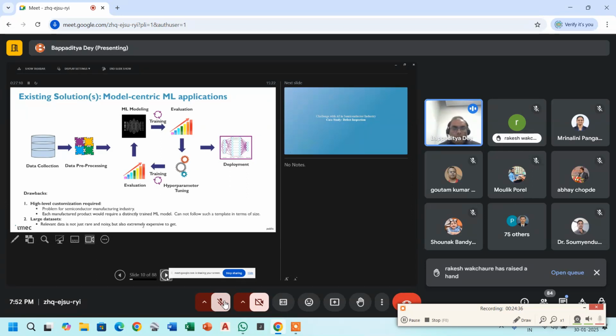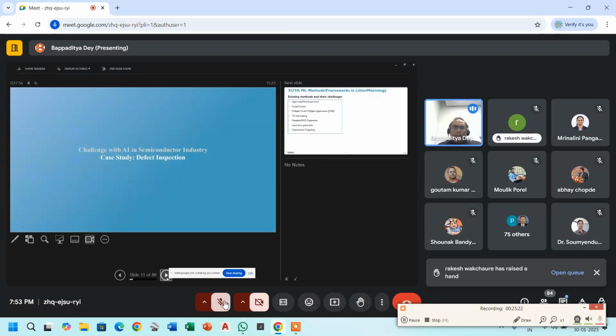Another main drawback is you need a large data set. I said in this paradigm, you need a huge data set to train the model. Now, in the case of an industry, the relevant data is not just rare and noisy, but also extremely expensive to get. The tool I showed you, if you have to rent that tool for 1 hour, you have to spend 5,000 to 6,000 or more dollars per hour, right? So if you have to acquire the data, maybe you need 10 to 20 hours. I'm just giving a numeric figure here, but it's beyond that. So now you can imagine that in 20 hours or 10 hours of acquisition, how many dollars you have to spend just to acquire the data. You have not even built a model, right?